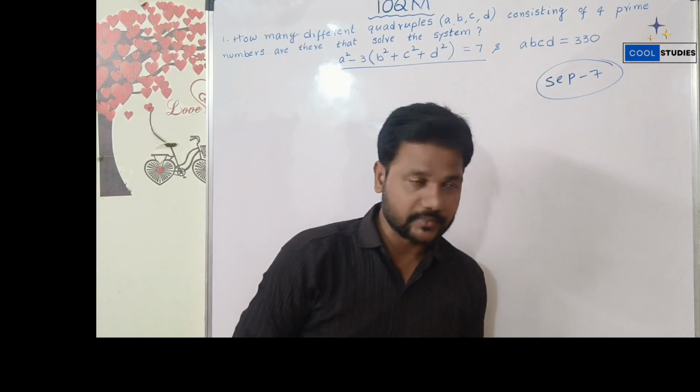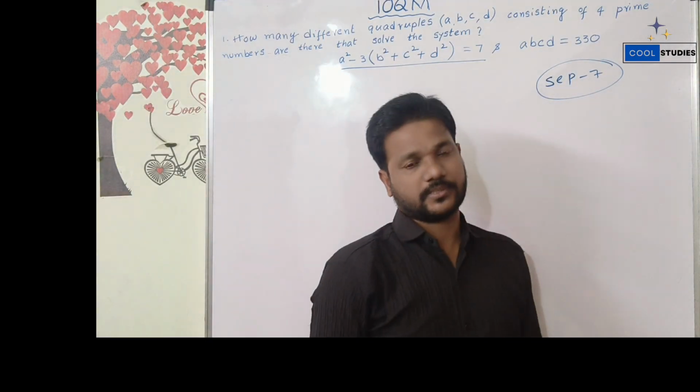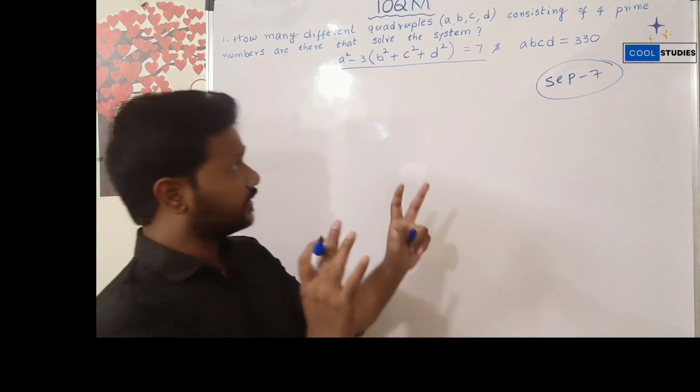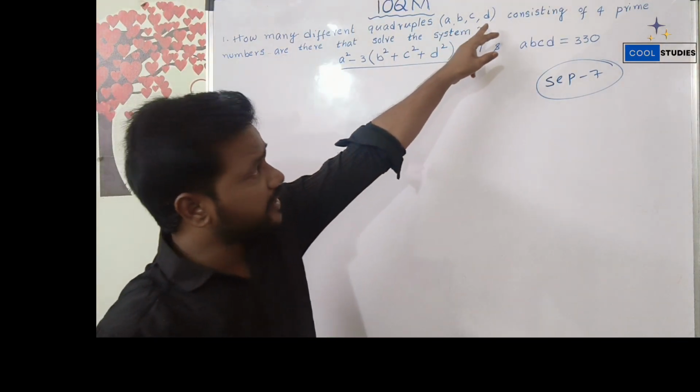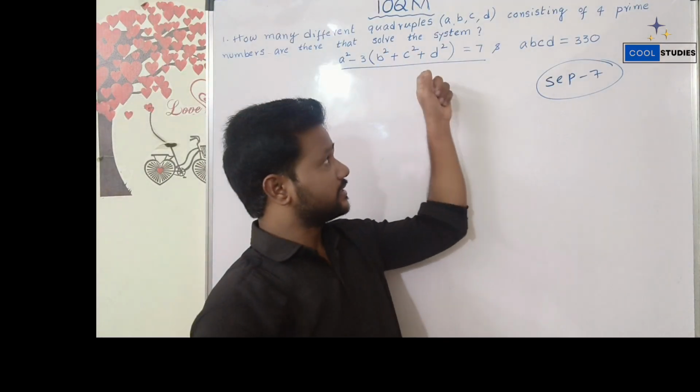Once again, the question repeated here. The question is: how many quadruples A, B, C, D consisting of four prime numbers solve the system?